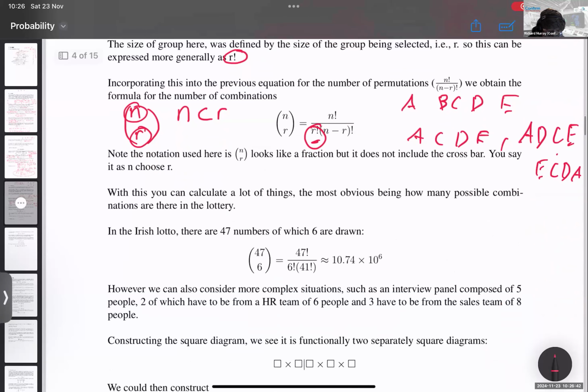If we take the Irish lottery, where there are 47 numbers and you're trying to match 6 numbers, we can calculate the number of unique combinations that are available to you for selecting from. If we were to draw this out with boxes, it would take a very, very long time. We would have to draw our 6 boxes.